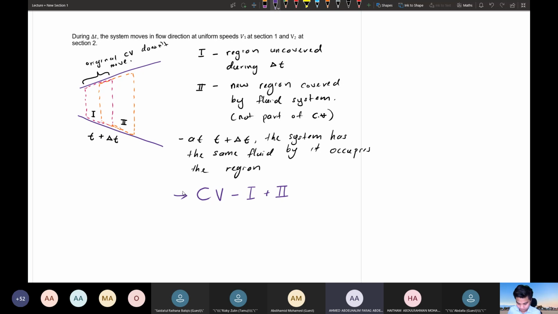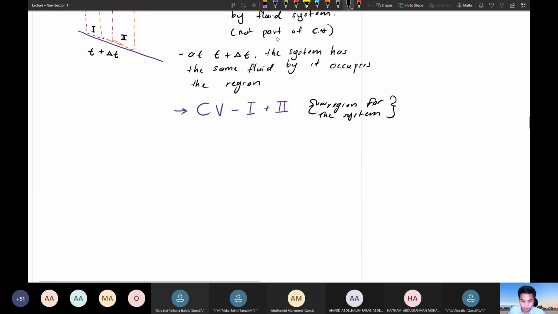Yes, doctor. I understand. Okay, you understand, yeah? Okay, so remember that, this is the new region. This is the new region for the system. Okay, so from here, remember that the control volume is fixed in space.